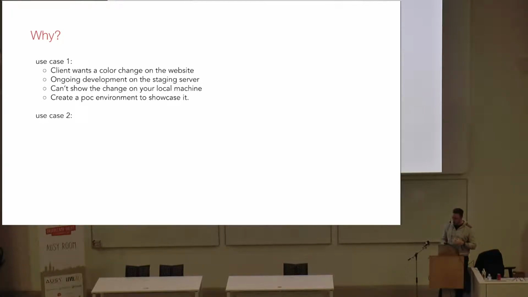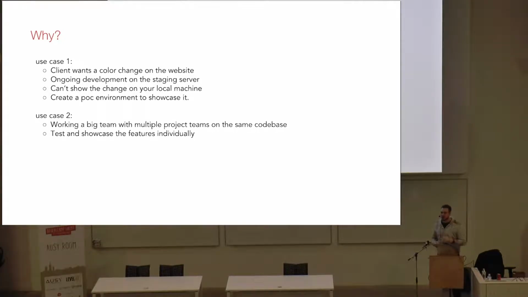Use case two is when you are working with a big team on multiple projects on the same code base. You want to test and showcase the features individually, but you don't want to hinder each other. So that's why you could spin up a feature environment for each project.